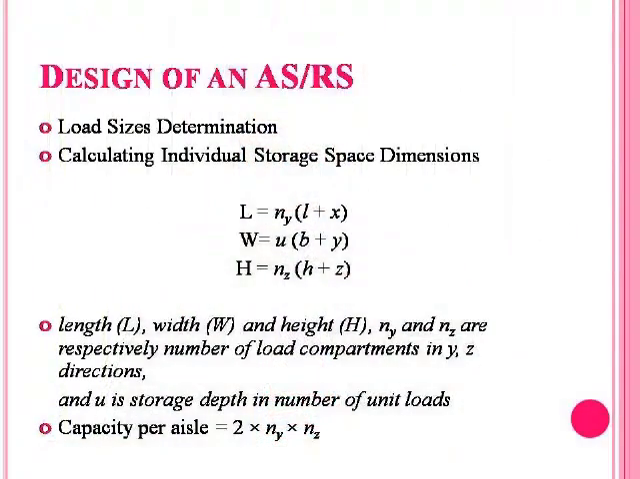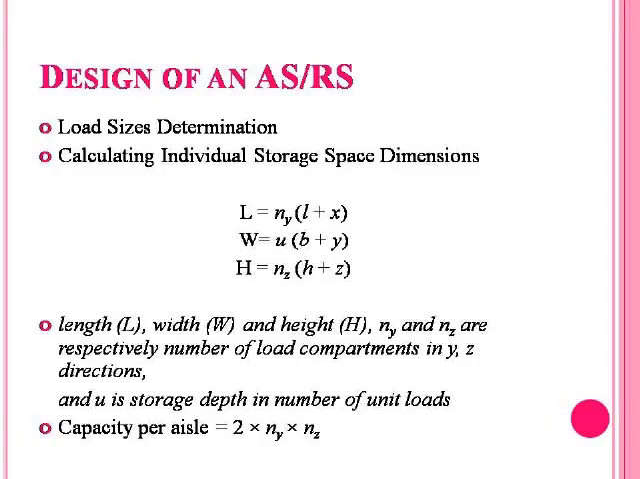Let us now discuss the important aspects of the design of an automatic storage and retrieval system. One is load size determination. We have to calculate the size of the storage space and its dimensions. Let's say L is length, W is width, and H is height. W is given by NY multiplied by L plus X, width is U multiplied by B plus Y, and height is NZ multiplied by H plus Z. Here NY and NZ are respectively the number of load compartments in the Y and Z directions, and U is the storage depth in number of unit loads.